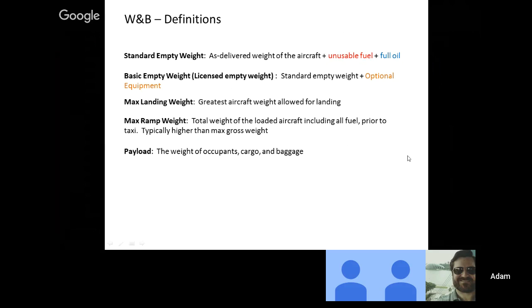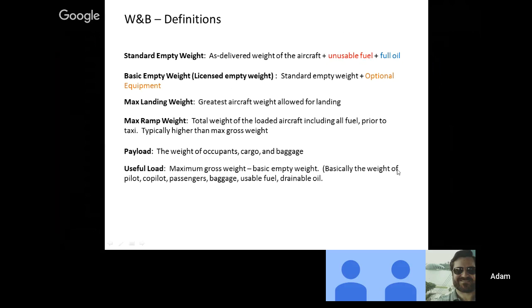Payload: weight of all occupants, cargo, and baggage. Useful load is the maximum gross weight minus the basic empty weight. So in other words, this is pretty much another way to say payload. It's the maximum weight that the aircraft can weigh for takeoff minus the standard empty weight plus optional equipment. So it's basically your pilot, co-pilot, passengers, bags, all usable fuel, and drainable oil.